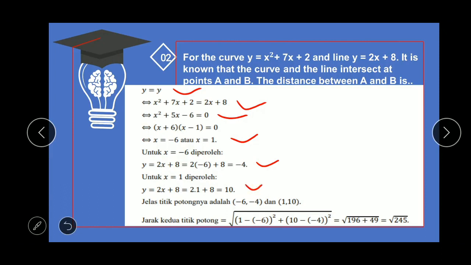And here we find the values of points A and B. After that we can calculate the distance between A and B like this, and we find the distance between A and B is the square root of 245.